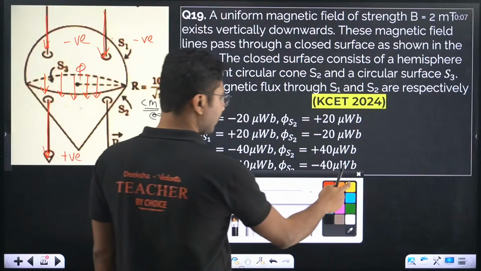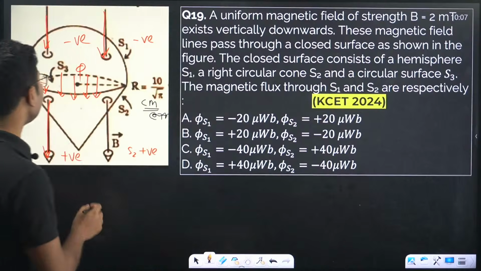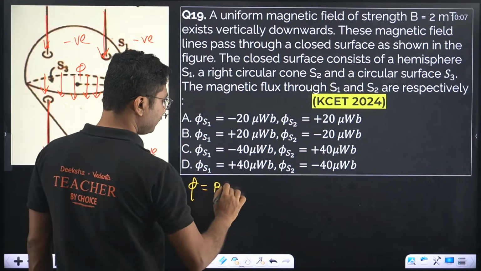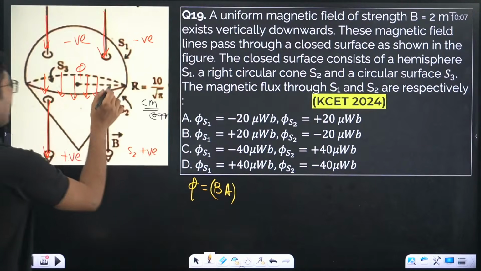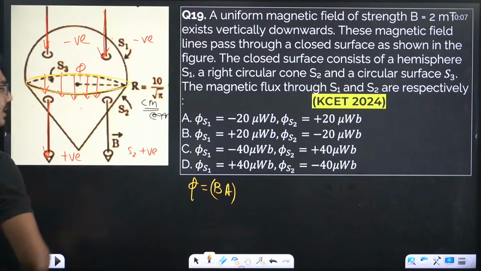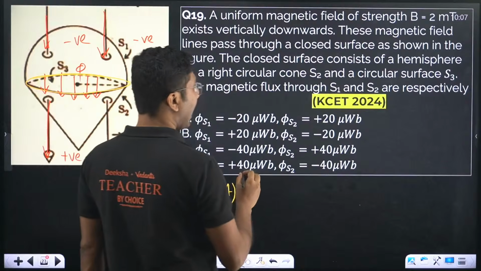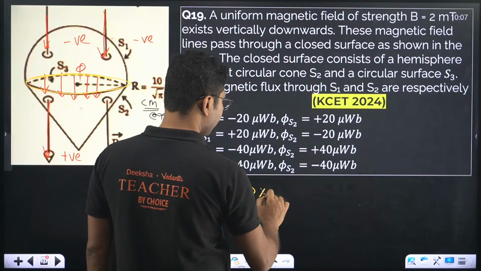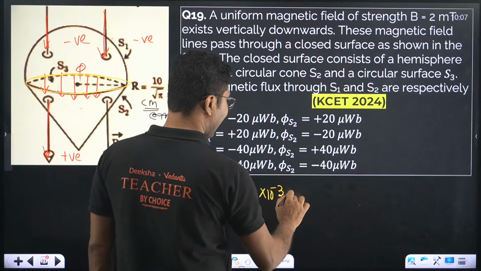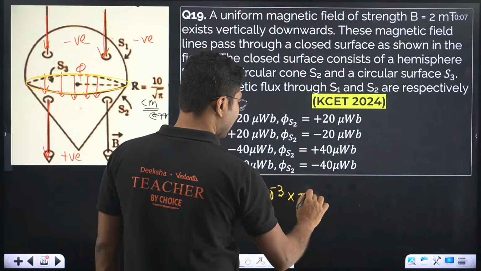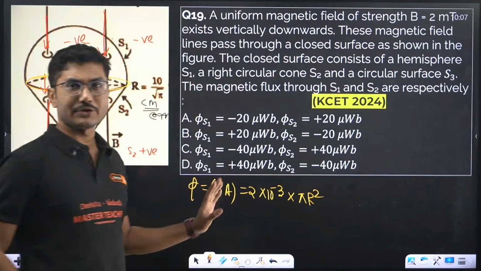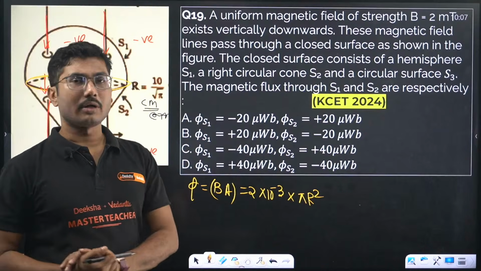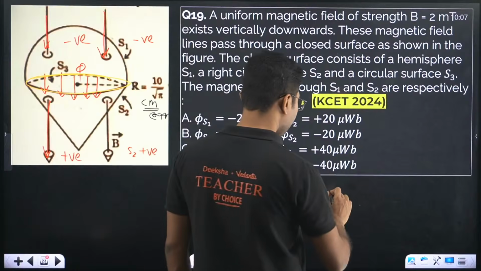Now we have to calculate that. How to calculate? Obviously we know that magnetic flux is magnetic field into area. What is the area of this circle? Area of the circle is pi r squared, and the magnetic field here is 2 millitesla. 2 millitesla means 2 into 10 to the power of minus 3, and area is pi r squared. Very simple question, very simple answer. Only without the unit, microweber will not come. That is why it was given as a bonus question.